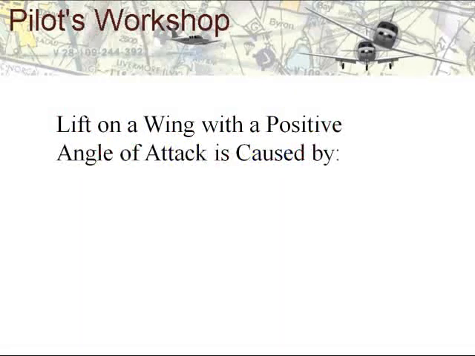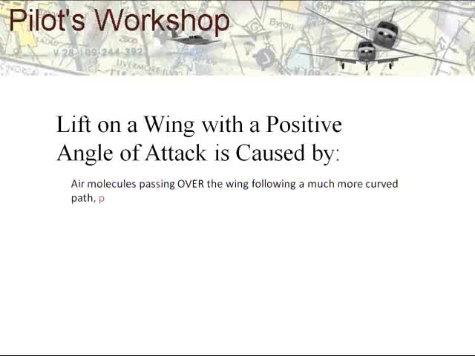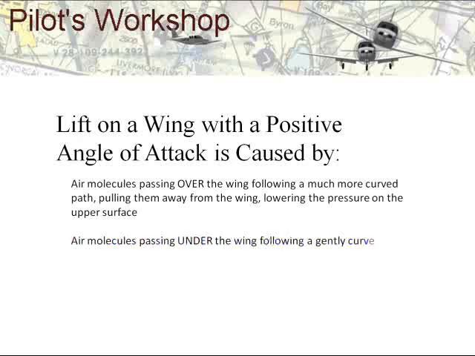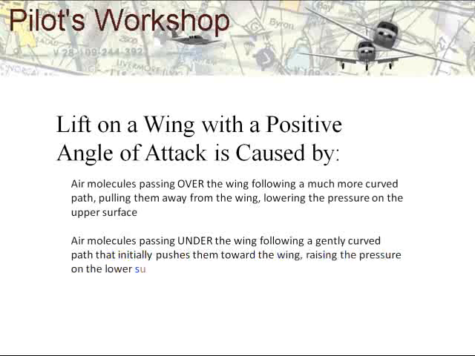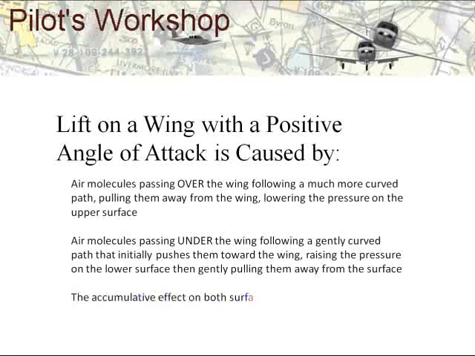Now to set the record straight. Air molecules passing over the wing follow a much more curved path that pulls them away from the wing, lowering the pressure on the upper side. Air molecules passing under the wing follow a curved path that initially pushes them toward the wing, raising the pressure on the lower surface, then gently pulling them away from the surface. The accumulated effect on both surfaces produces upward lift. If the angle of attack gets too high, the air can no longer follow the upper surface and the wing loses its lift quite abruptly.